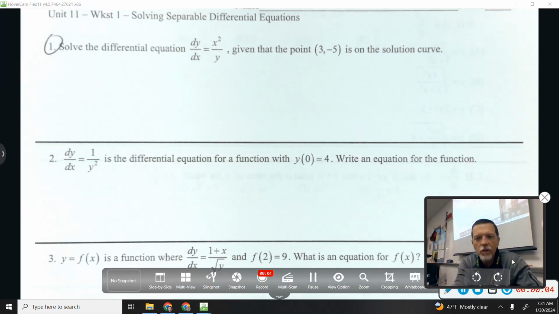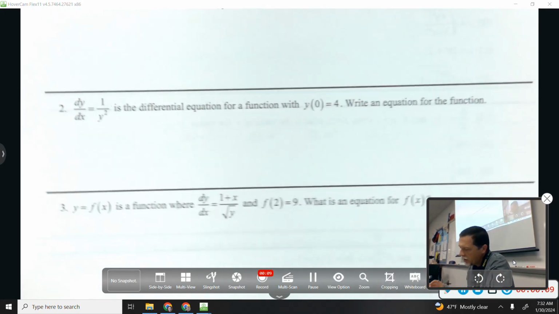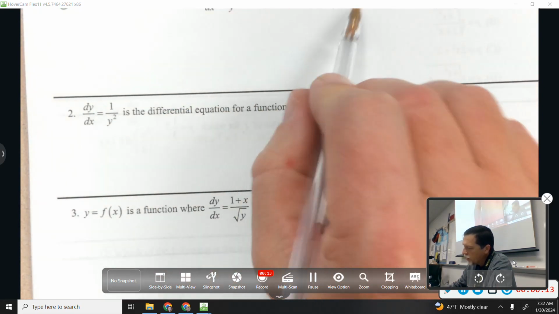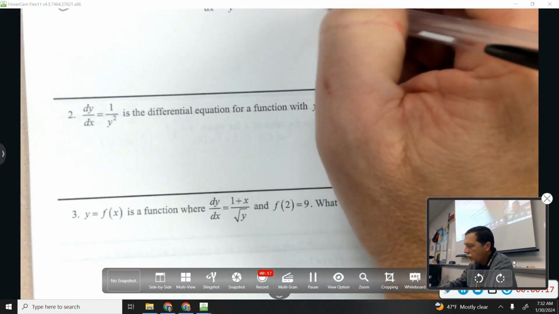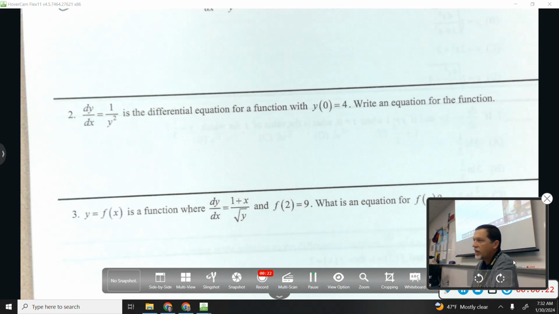All right, so we're going to do number 1 and number 4, and then whatever else we need to do. So number 1, solve the differential equation given that the point (3, -5) is a solution to the curve. So 3, -5, we know that that's going to be used to find C at the very end.